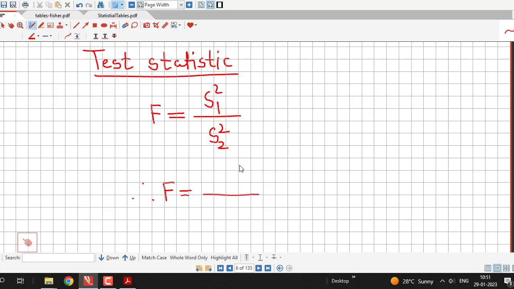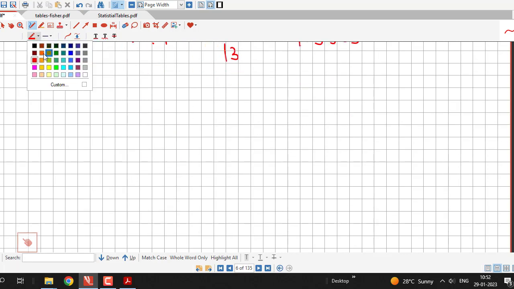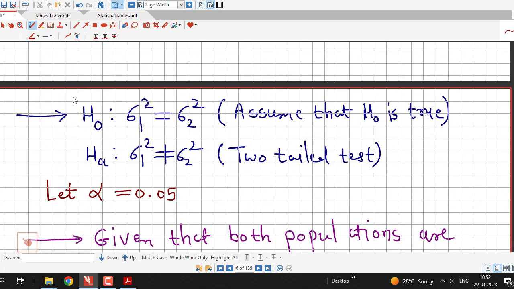We have obtained both the values, S1 square and S2 square. S1 square is 20, S2 square is 13. So this value is 1.5385. This is the calculated value of the test statistic. Now the next step, as usual, is to decide the critical regions, and for that we first check whether our test is two-tailed or one-tailed. Here we have a two-tailed test because there are two possibilities: sigma 1 square is less than sigma 2 square, or sigma 2 square is less than sigma 1 square.